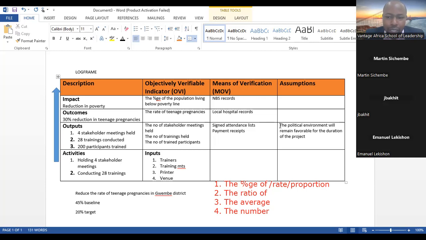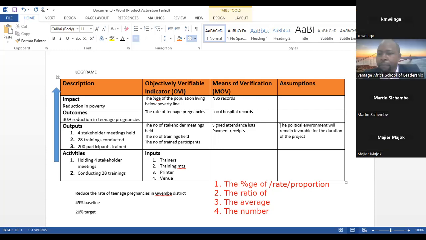Now, this one I will ask the class. Supposing we have held 28 trainings. Majok, are you saying something? Doctor. Yes, please. I'm seeing this as a positive assumption. Is it also possible to have a negative assumption? If it is negative, then it's a risk.